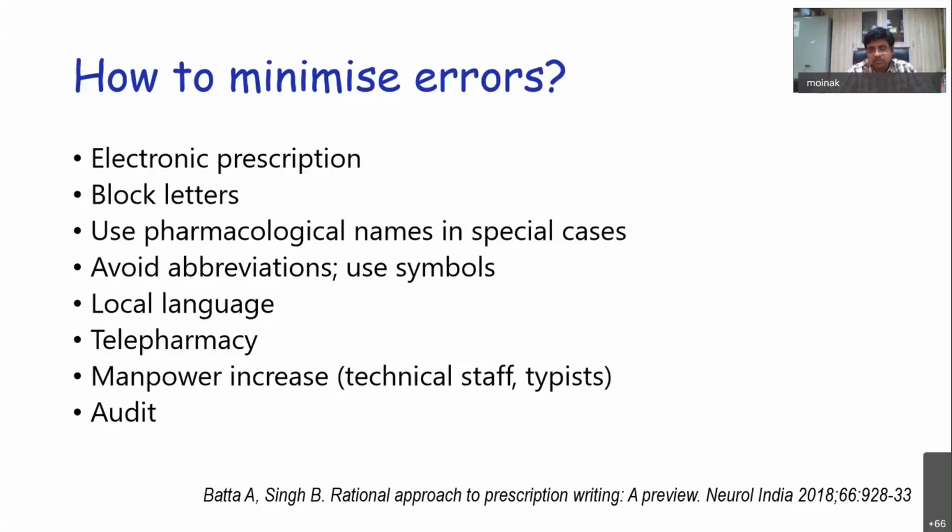Manpower increase. You must increase the manpower for all this. You need technical staff and typists to help you out, especially if you're writing electronic prescriptions. And it's very important to audit yourself once in a while and see, are things going right? Are things going in the wrong direction? And where you can bridge the gap.